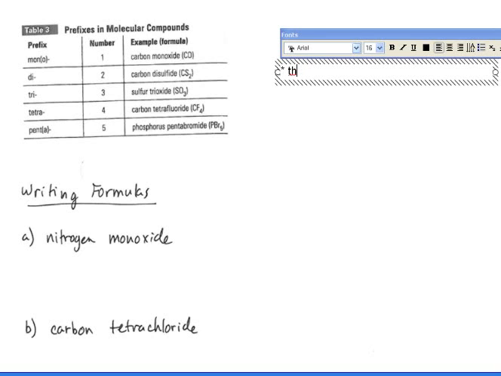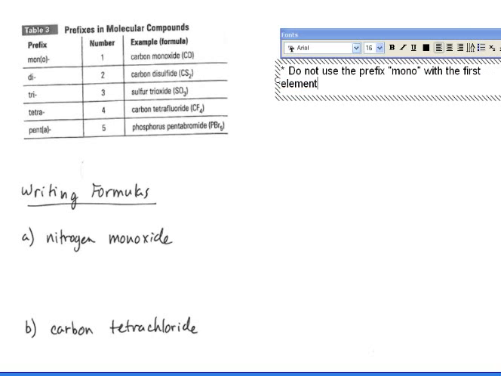The first element, or actually we'll do this. Do not use the prefix, not mono, but mono with the first element. So that's one thing to note. We don't use mono, so you can see it's just simply nitrogen. There's no prefix in front of it.